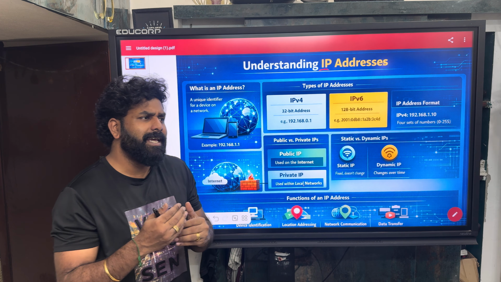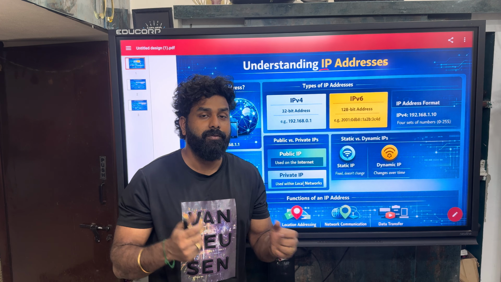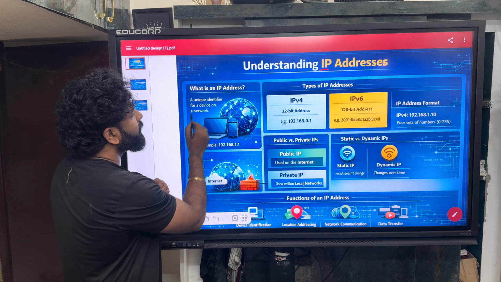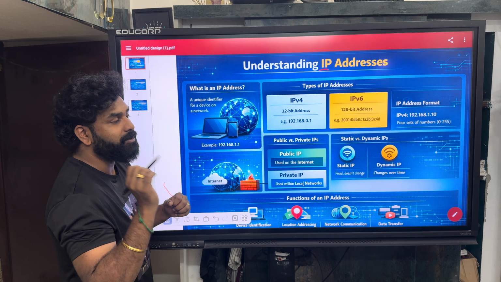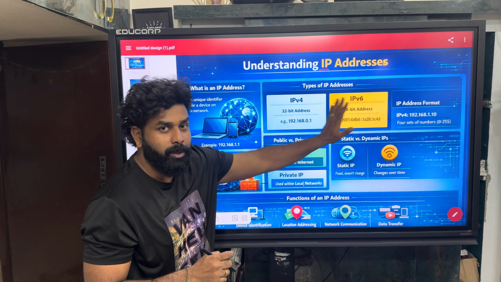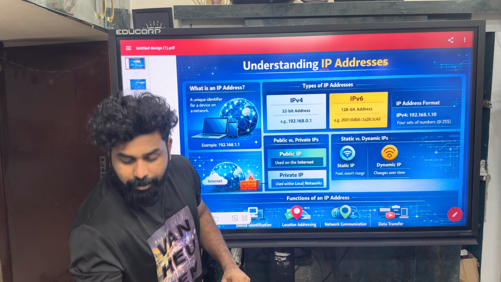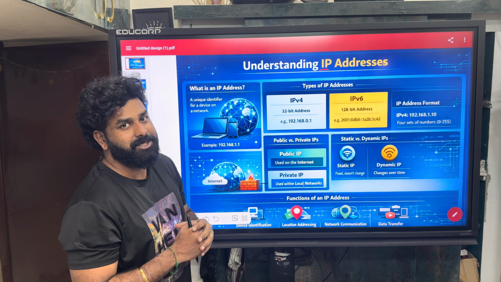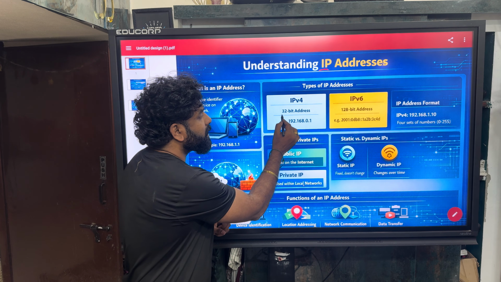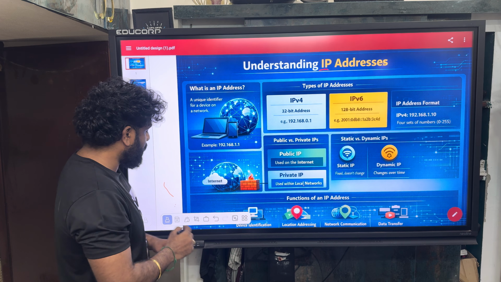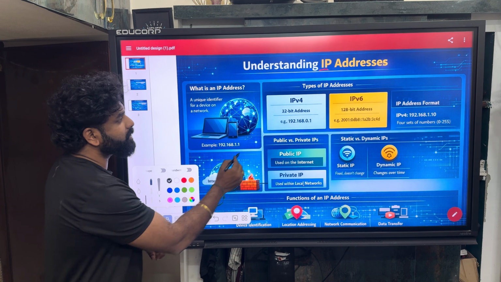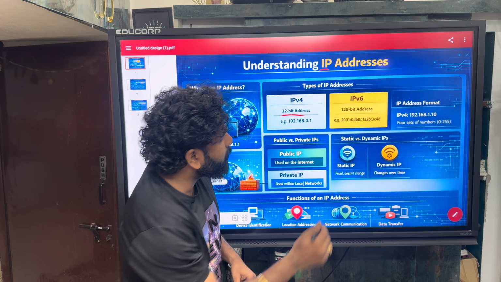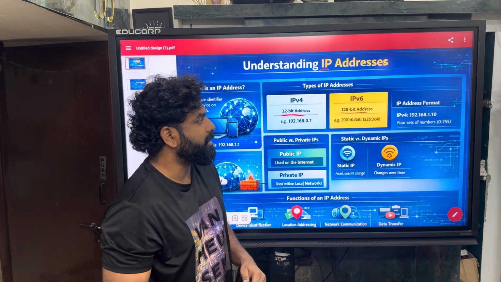An IP address is like your home address. Like we have a house, we have an address, that's called IP address. It's a unique identifier for a device on a network. IP addresses are of two types. One is called IPv4 addresses and second one is termed as an IPv6 address. When I say IPv4, it's a 32-bit number. When you talk about IPv6, it's going to be a 128-bit address.